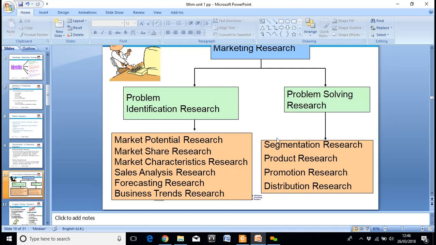Segmentation research. For those of you not very well versed in marketing, segmentation is when you look at different segments of the market. If you are selling an item, for instance, or a service, is it to children? Is it to teenagers, young adults? Is it to families? Is it to older people? So those are segments of the market.